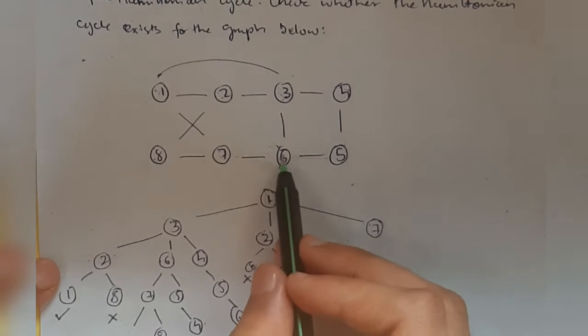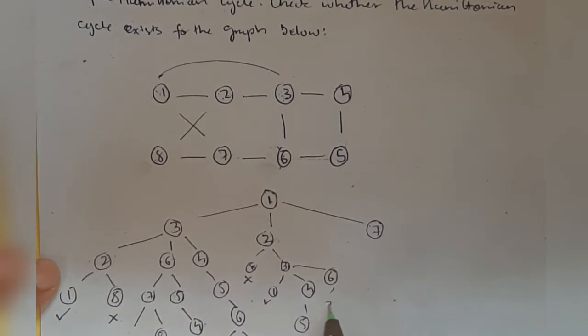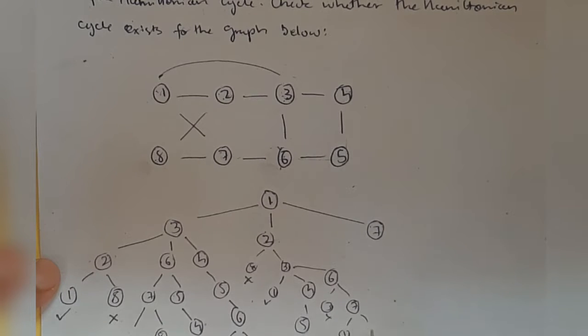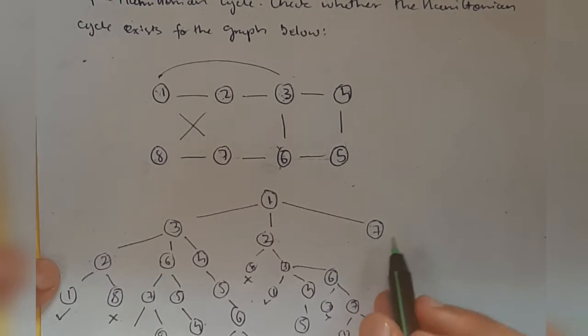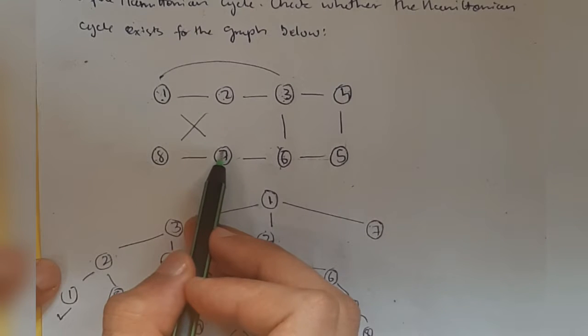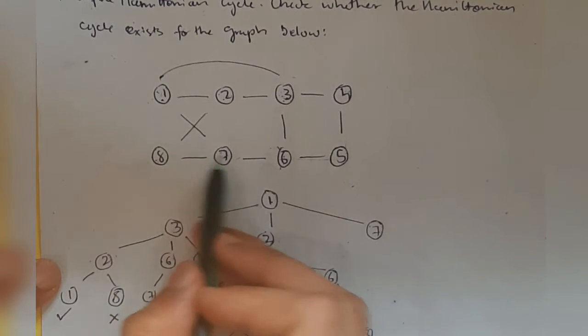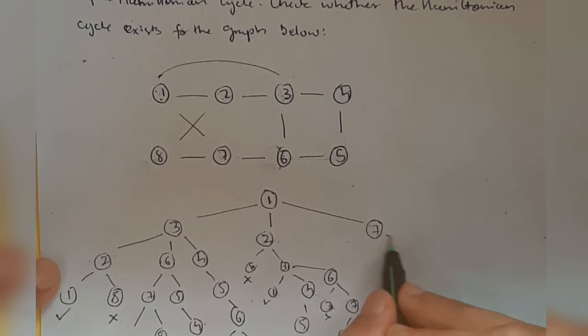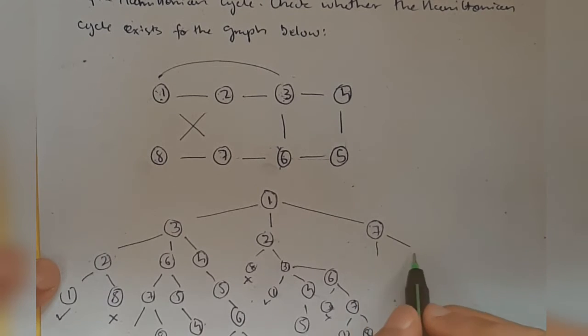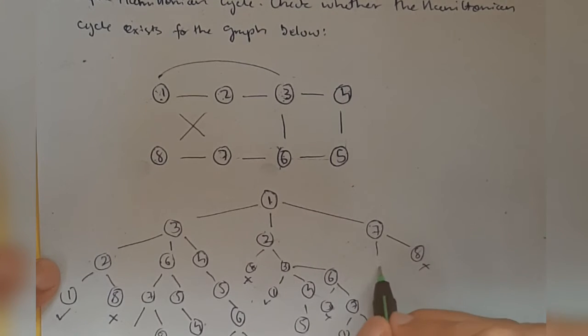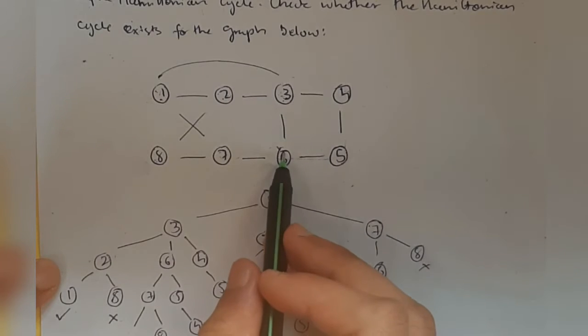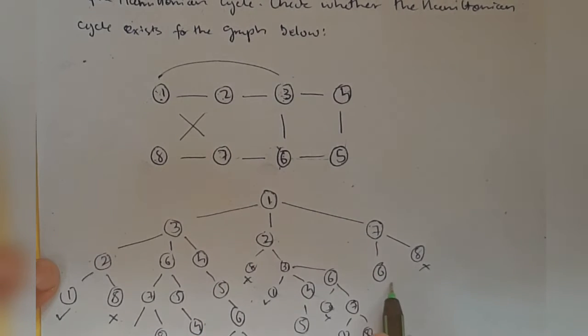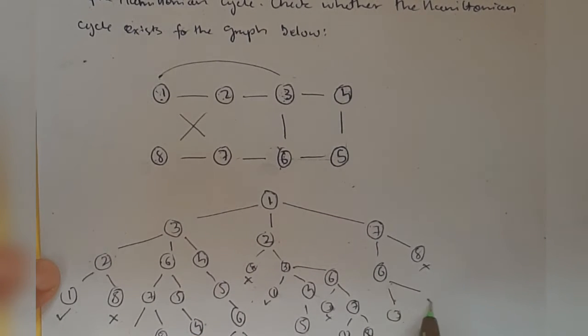For example, from 6 we can go to 3 or 7. 3 will not give the solution, and 7 will give the solution through 1. 8 will not give the solution. Coming to 7, from 1 to 7, I have two options, 8 or 6. If I go to 8, it will be stopped. If I go to 6, then I have a possibility. I can go to 3 or 5.